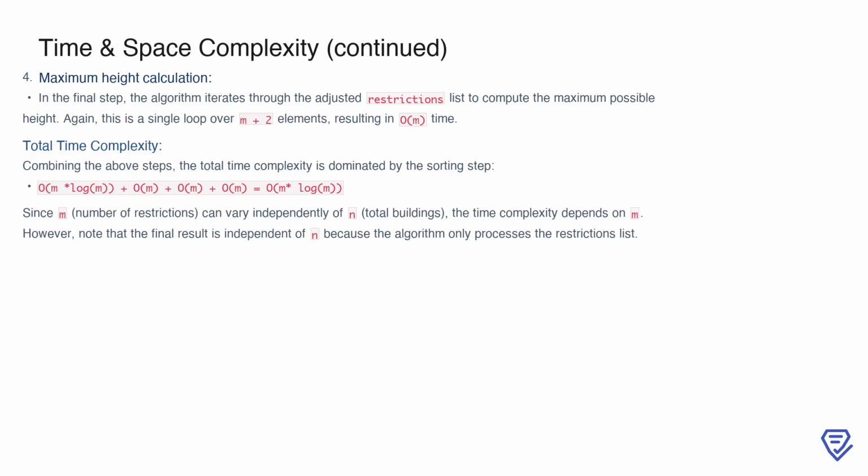Adding the linear contributions from the forward, backward, and final height calculation steps results in O, m * log, m, plus O, m, plus O, m, plus O, m. Simplifying, the overall time complexity remains O, m * log, m. Importantly, while the total number of buildings n does not directly affect the runtime, the number of restrictions m governs the complexity because the algorithm processes the restrictions list rather than iterating through all buildings.